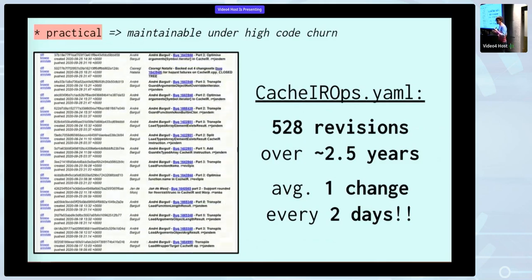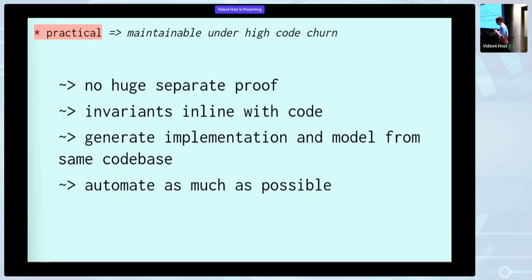That's just their signatures. Takeaways from this are that first, having a huge separate manual proof is completely unviable. It'd be way too much work to keep that up to date with the rest of the code.